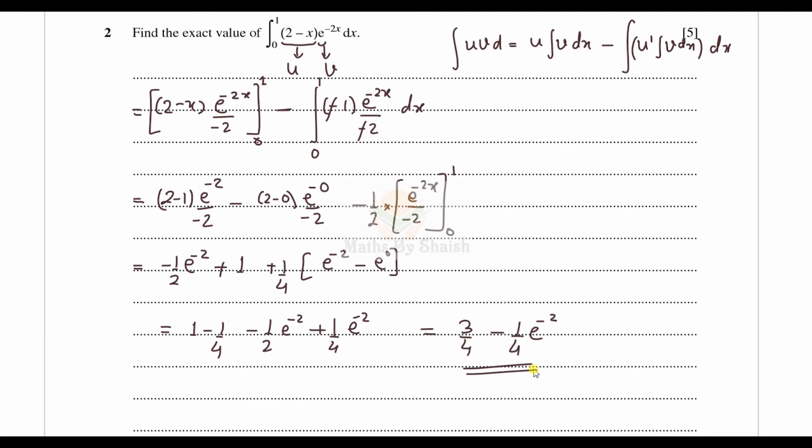Why exact? Because we are putting the value of e and we are not solving e raised to the power minus 2. So this is the end of the solution. Let's do the next part. Next question. Here's question number 3a part.